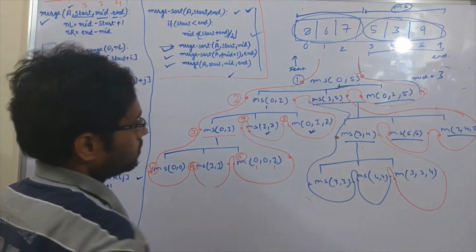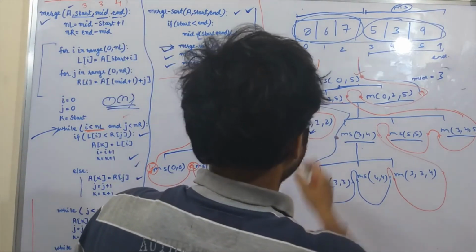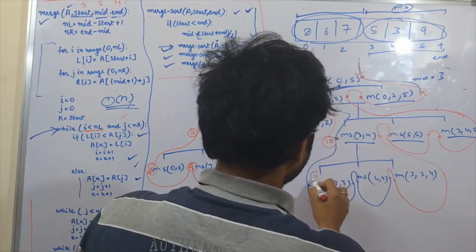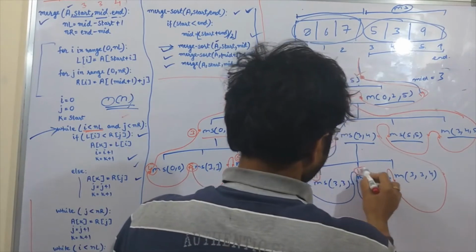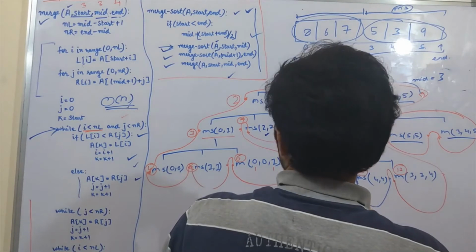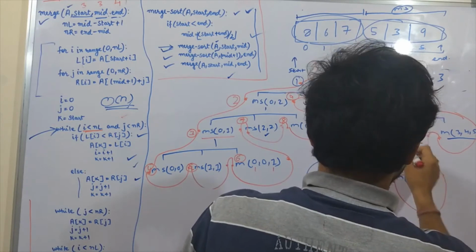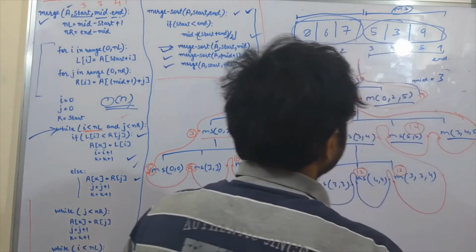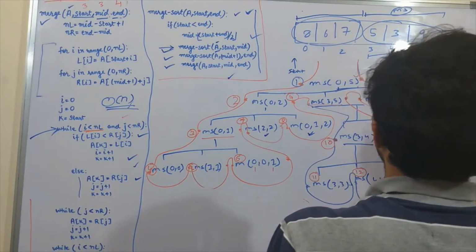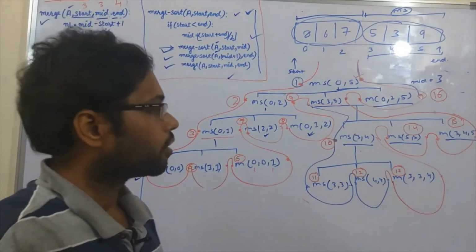this is eighth, this is ninth, and this is 10th, this is 11th function call, this is 12th function call, this is 13th function call, and this is 14th function call, this is 15th function call, and this is the 16th function call. So in all we are making around 16 function calls.